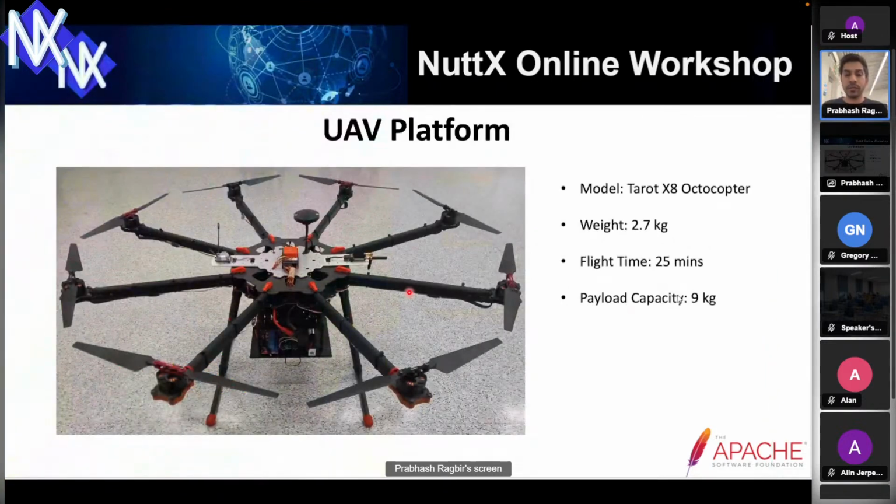So this is just some more details on each of the systems. The UAV platform, this is the model of the frame, Tyrant X8 octocopter, which has 8 rotors. It weighs about 2.7 kilograms, has a flight time of around 25 minutes, and a payload capacity of around 9 kilograms.